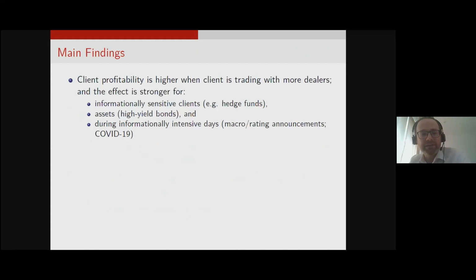Let me just give you the main findings on this slide. We find that clients indeed systematically perform better when they trade with more dealers, and this effect is particularly stronger for informationally sensitive clients such as hedge funds, informationally sensitive assets such as high yield bonds, and during informationally intensive days such as macroeconomic announcements, bond specific rating announcements, as well as during the COVID-19 crisis last year.